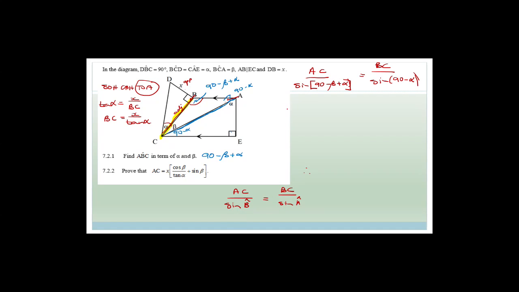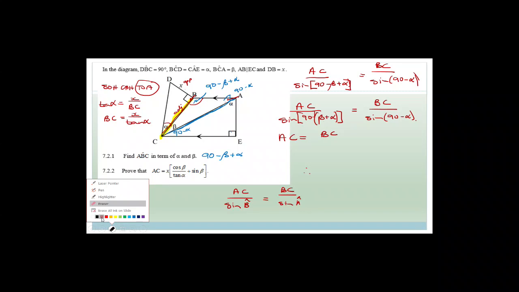But AC, okay, so then we've got AC over sine of 90 minus beta plus alpha, which is equal to BC over sine of 90 minus alpha. Okay, getting there. So do you agree that AC is equal to BC multiplied by cos of beta plus alpha all over sine of 90 minus alpha? Sine of 90 minus alpha is the same as cos.